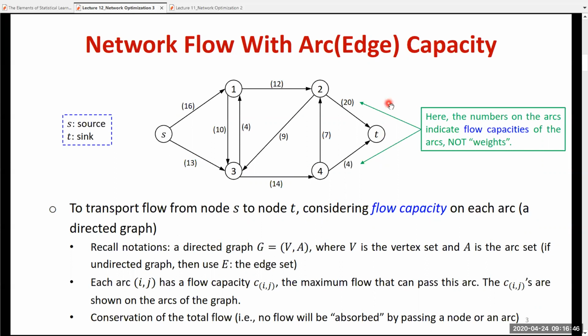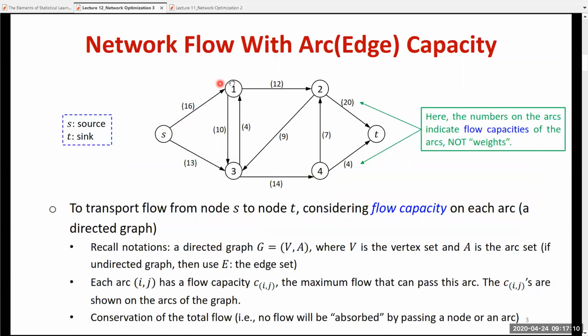So consider a graph in this way. I have some numbers indicated here, but they are not the weight anymore. They actually indicate the flow capacity. So the S here is our source and the T here is our sink node.